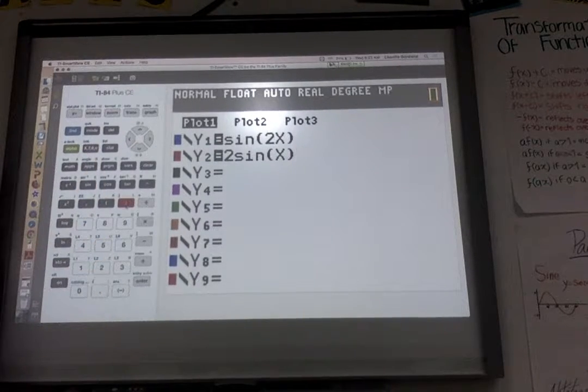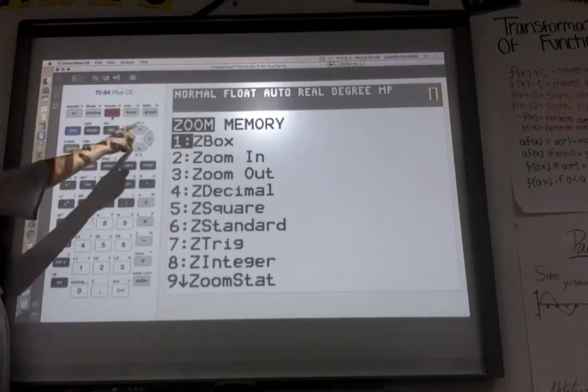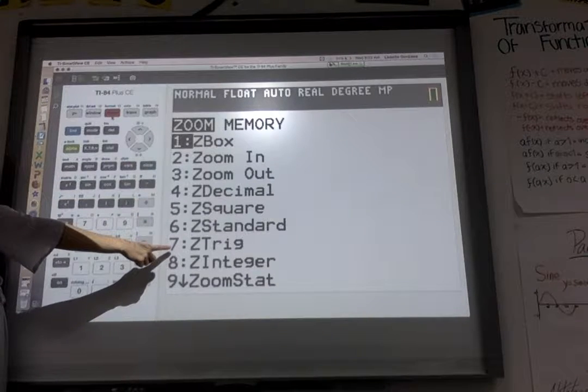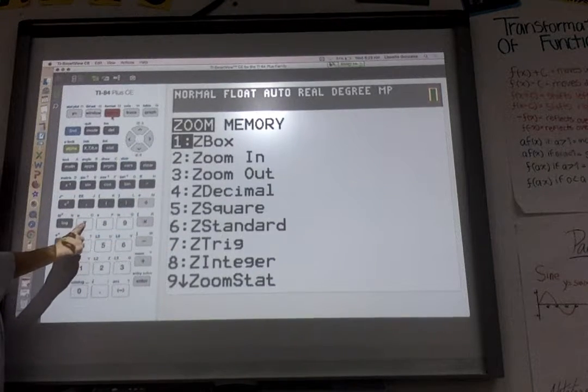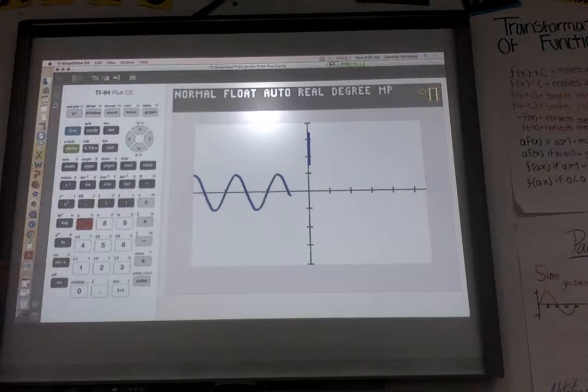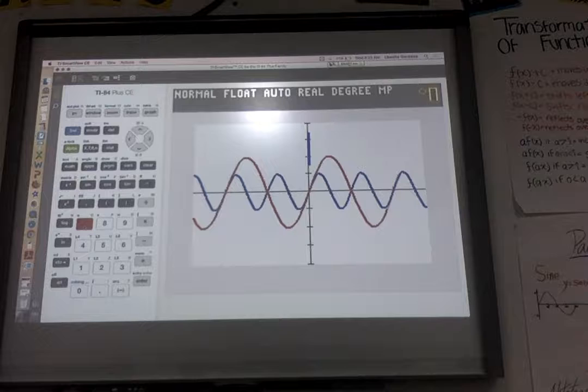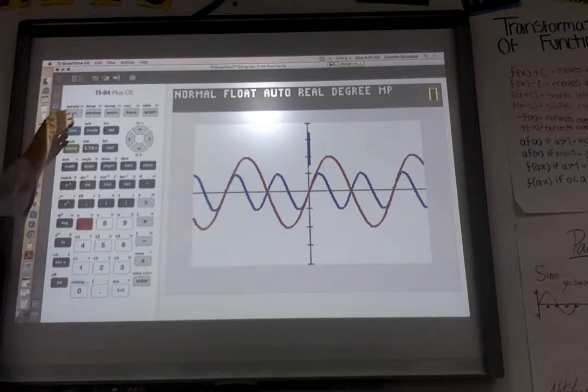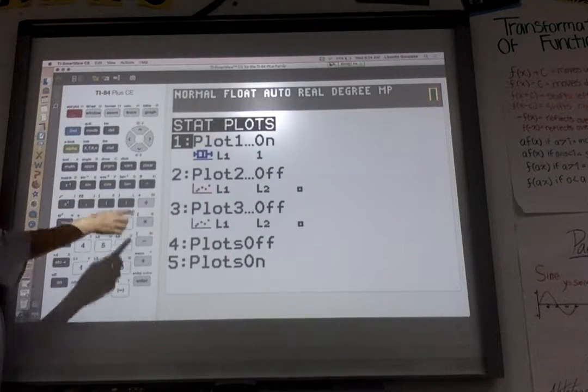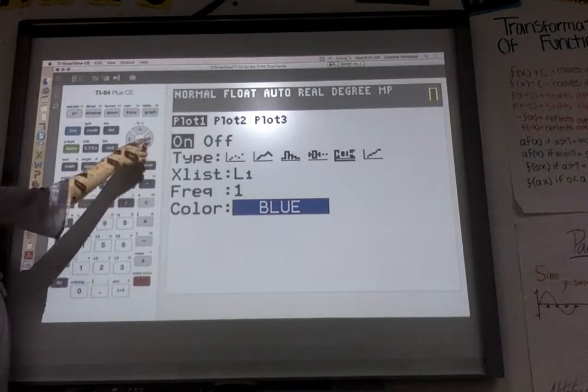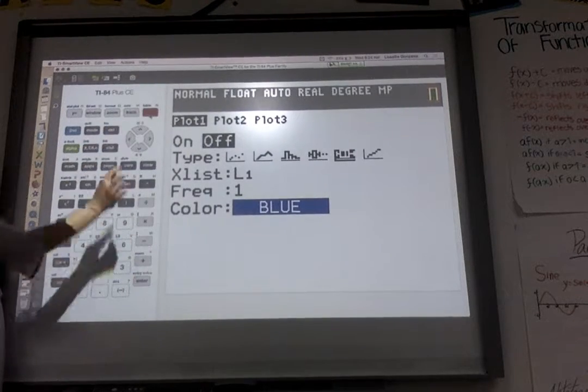But it's the same. Just wait. Look, whenever you graph a trig function, you want to go to zoom and set your window to 7, trig. There's a window for trig. That's a sine wave. It looks like superposition. It's so pretty.